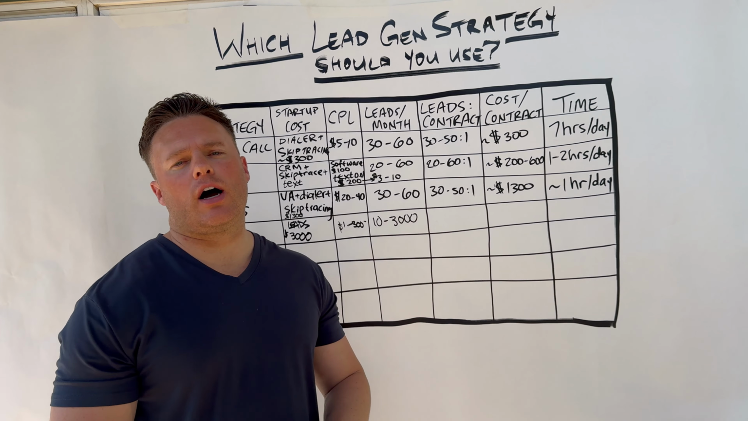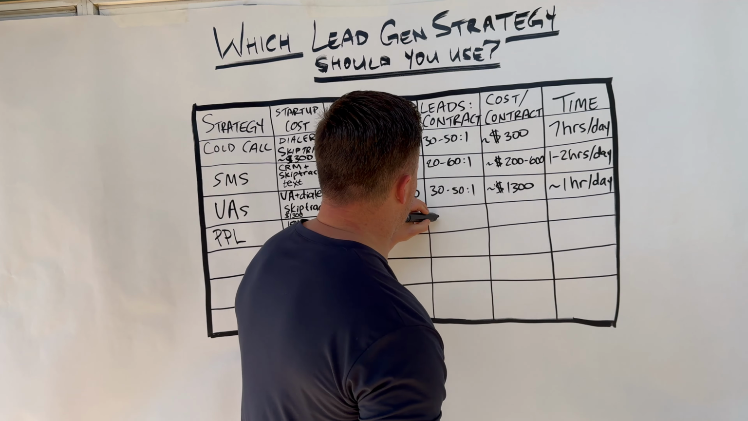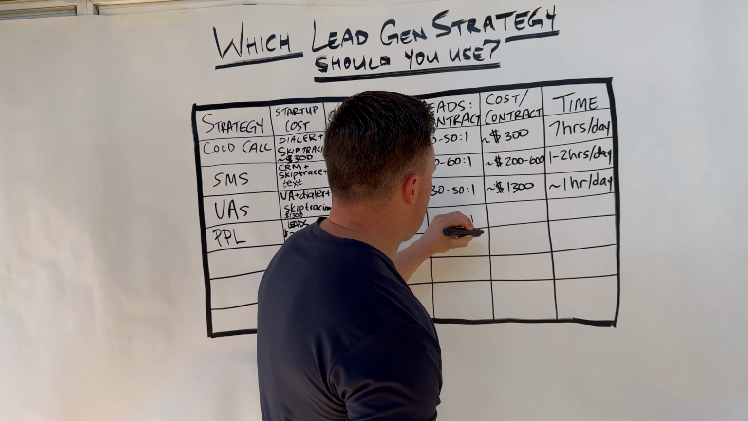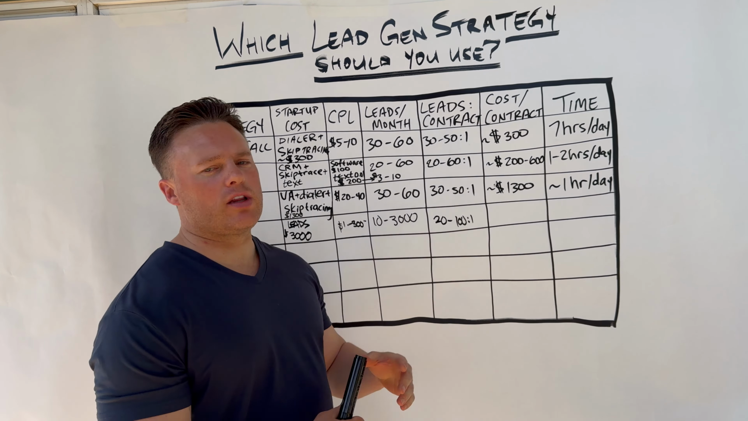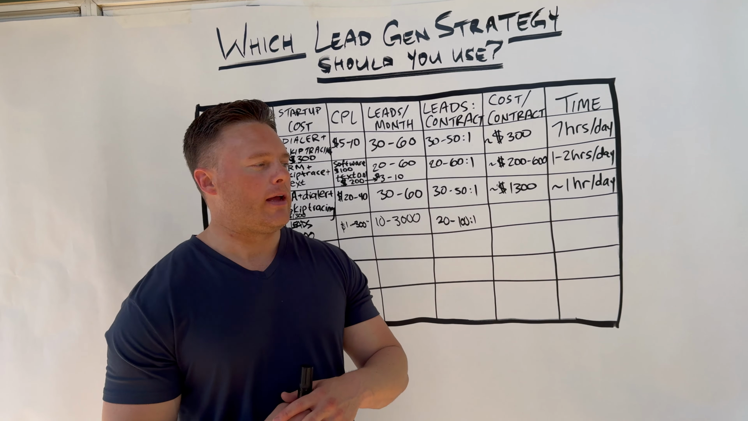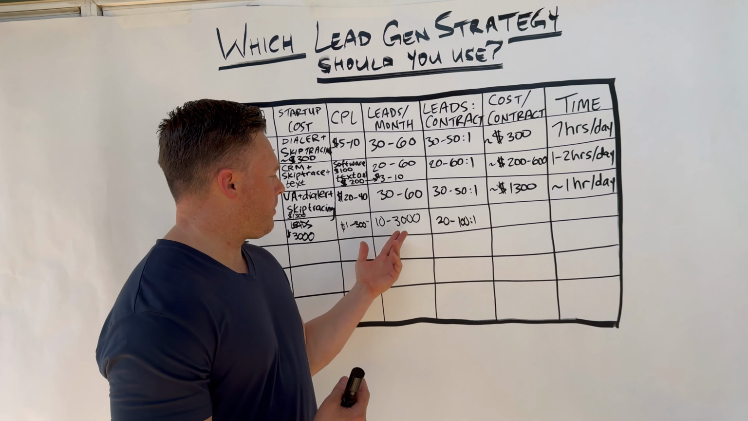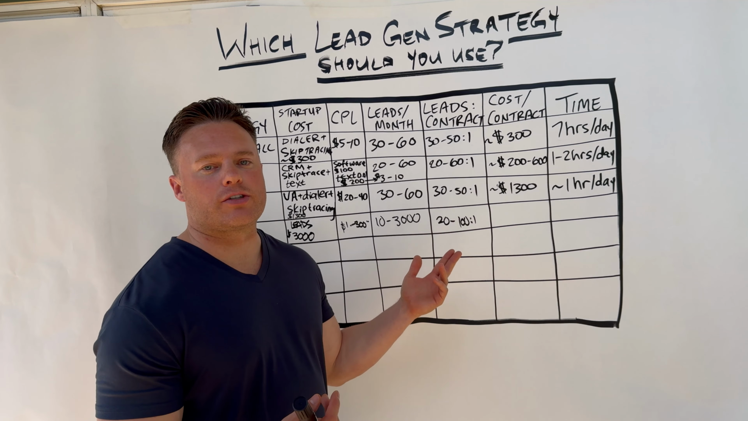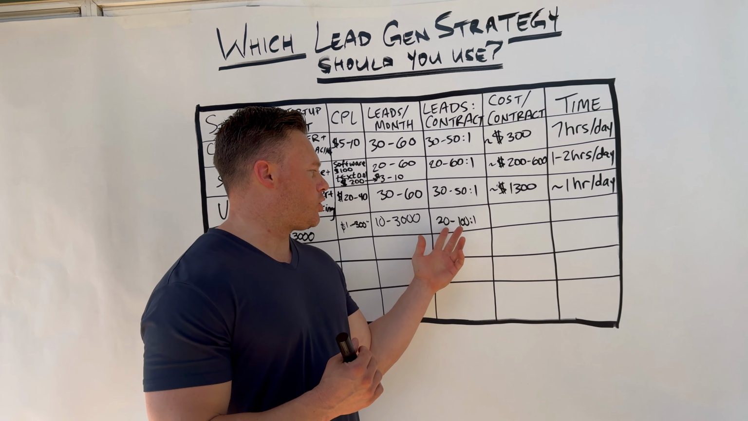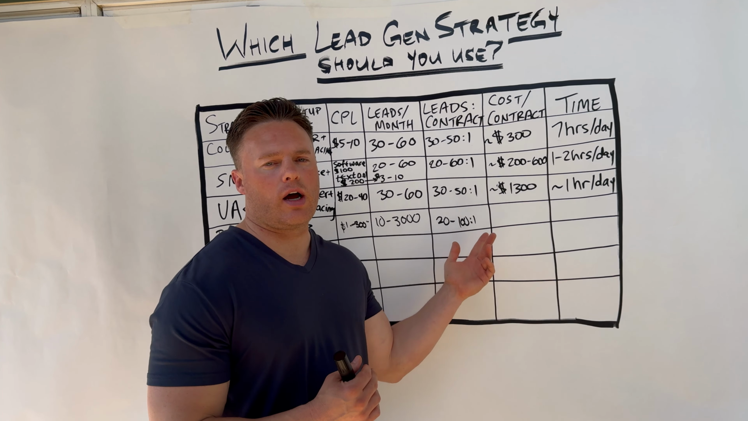Now, the leads to contract ratio is anywhere from 20 to 100. And a lot of times you're going to fall somewhere in the middle. This is assuming you're spending about $50 per lead, and it can definitely vary depending on the quality of leads that you're purchasing. But assuming you're spending about $50 per lead, you should fall somewhere between 20 and 100.